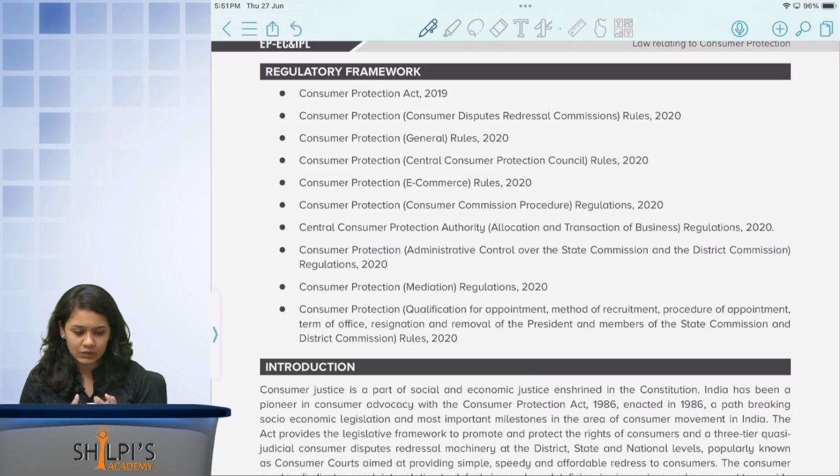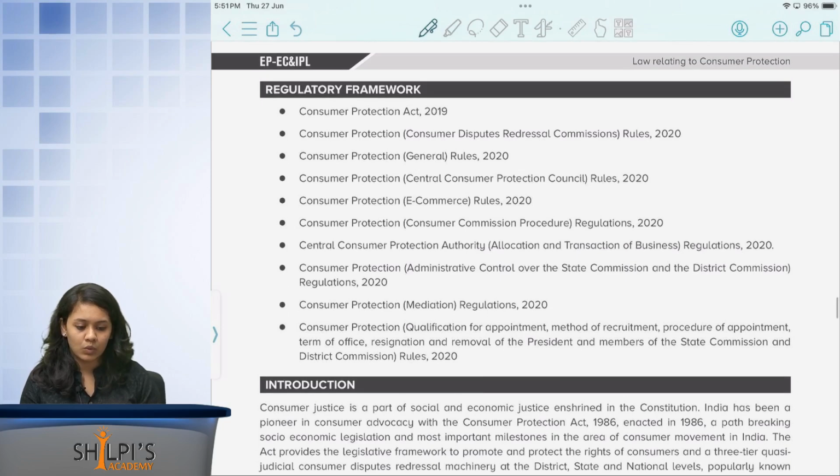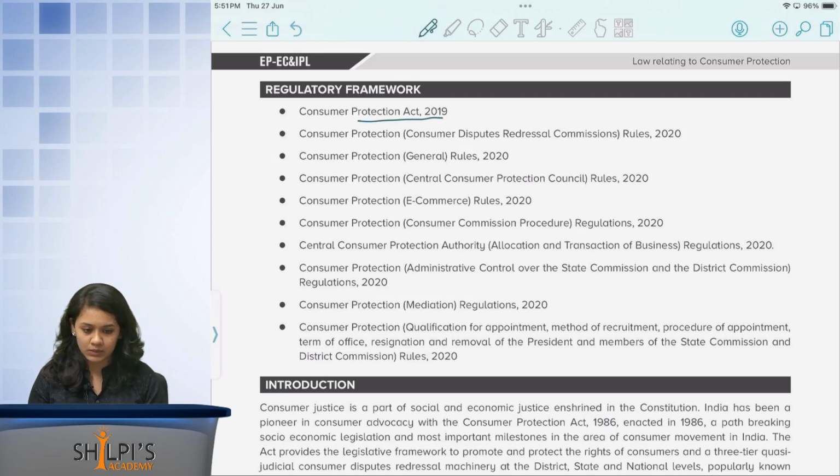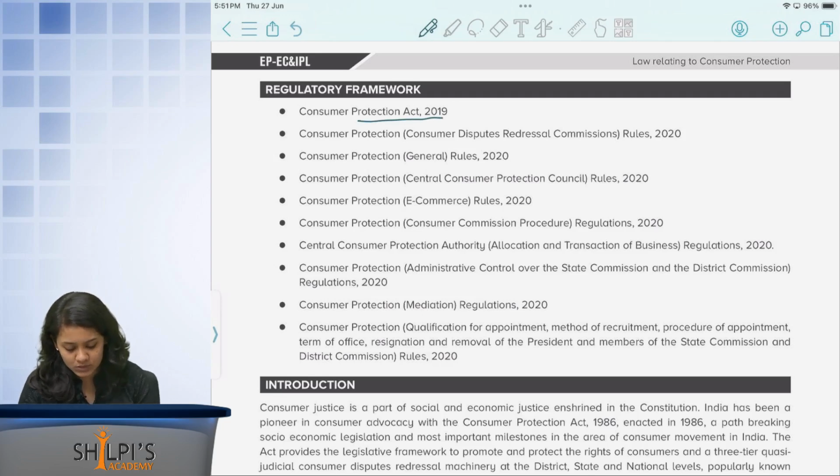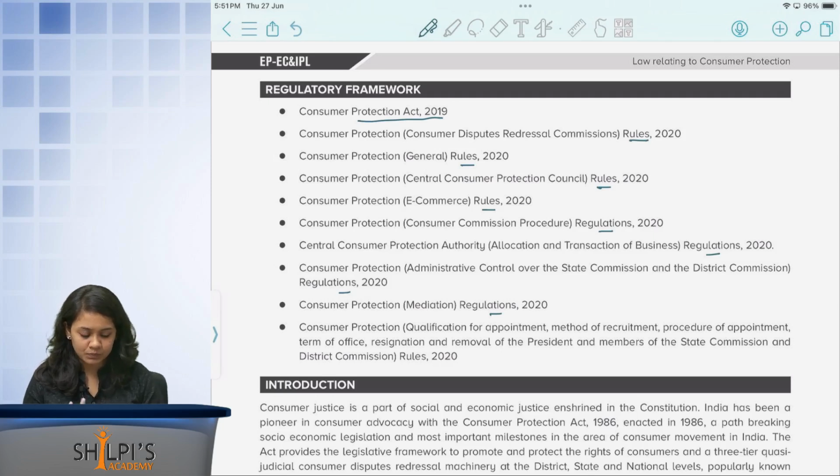Now, the regulatory framework we refer to as what are the laws that exist for the purpose of consumer protection, and the main law that you have is the Consumer Protection Act of 2019. After that, everything are a set of rules and regulations that were created from time to time. What is the difference between an act and rules? I'll quickly go into the difference.